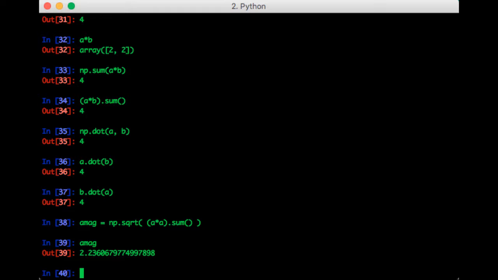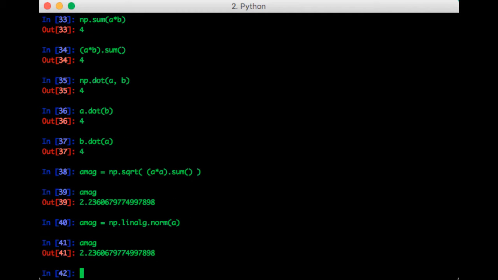Numpy actually has a function to do all this work for us, since it's such a common operation. It's part of the linalg module in Numpy, which also contains many other common linear algebra functions. So let's try that again with np.linalg.norm, and we pass in A, and we get the same answer.